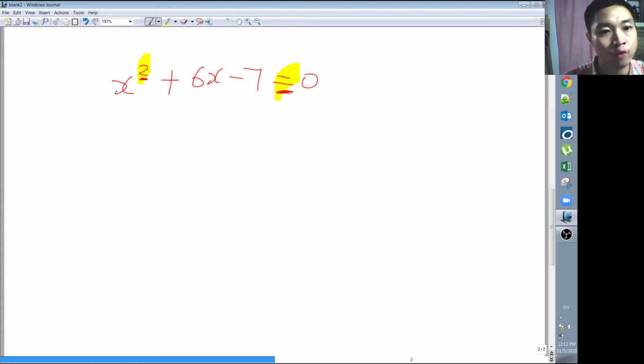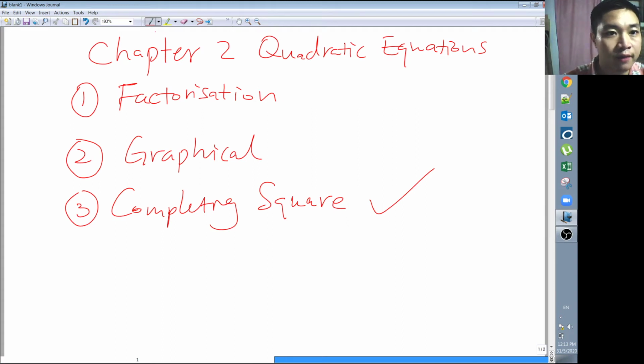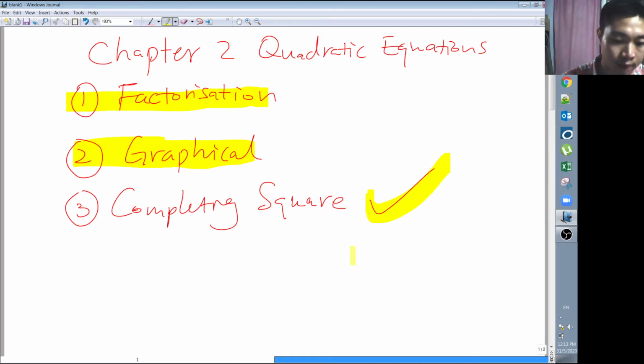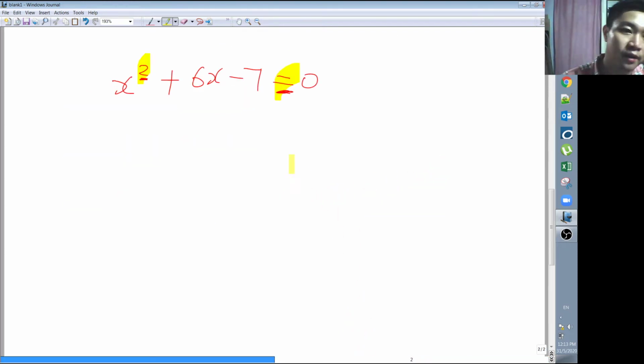What we have learned so far is the factorization method and the graphical method. These two concepts are covered in my previous videos. You can go ahead and look up those two videos on my YouTube channel. Today I will focus our attention on completing square. So let me come back to this page. You have a quadratic equation here.